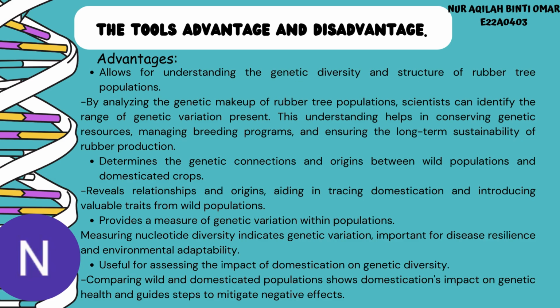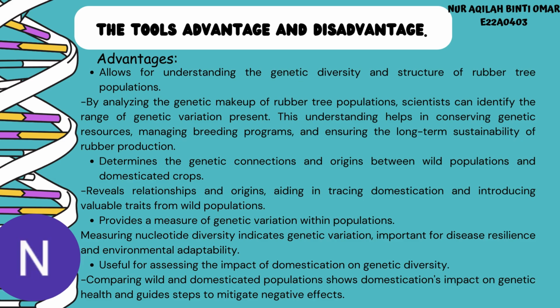The tools and methodologies mentioned have advantages and disadvantages. First one allows for understanding the genetic diversity and structure of rubber tree populations. Analyzing the genetic makeup of rubber tree populations helps conserve resources, manage breeding, and ensure sustainability. Determine the genetic connection and origin between wild populations and domesticated groups. Reveal relationship and origin, aiding interest in domestication and introducing valuable traits from wild populations.